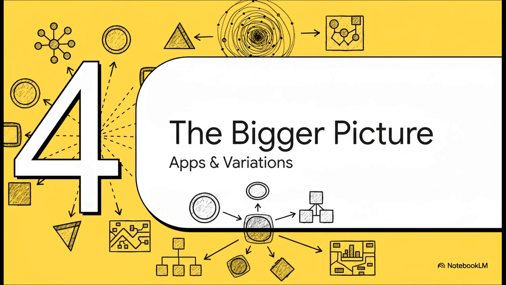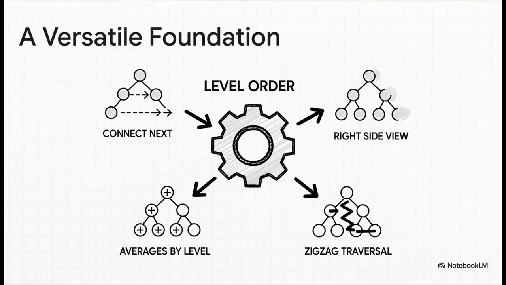Okay, we've totally mastered the algorithm itself. But here's the best part. Level order traversal isn't just one solution to one problem. It's a fundamental pattern, a key that unlocks a whole bunch of other problems. Once you get this pattern, you can solve all of these problems with just tiny little tweaks.